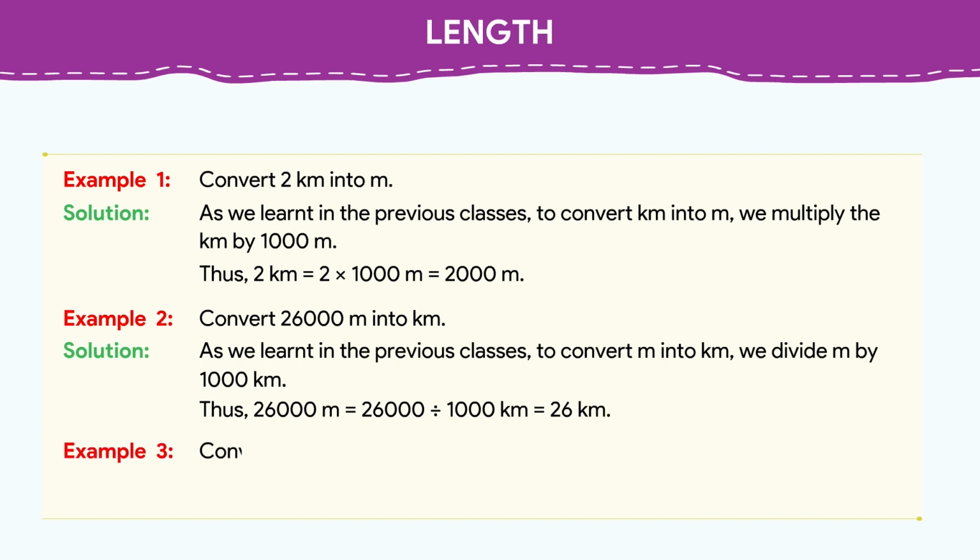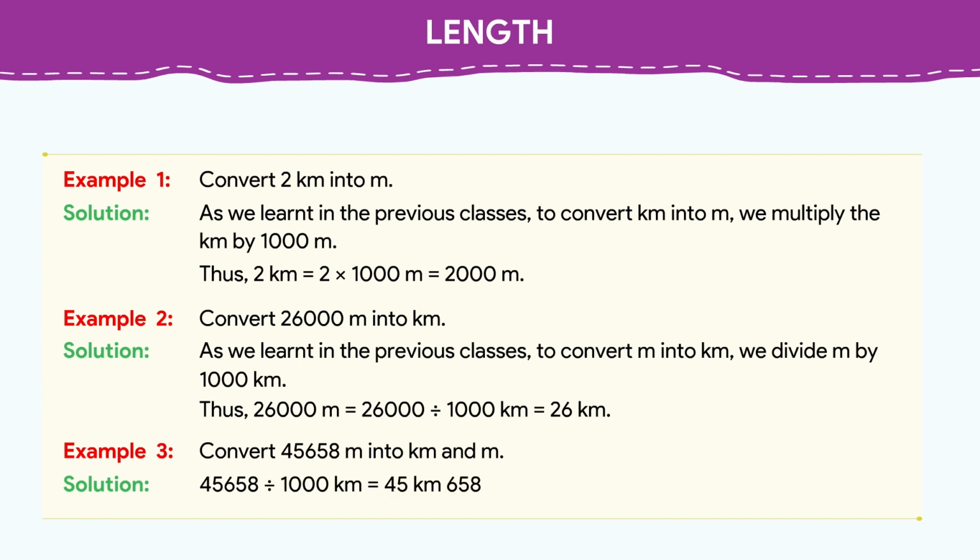Example 3. Convert 45,658 meters into kilometer and m. Solution: 45658 divided by 1000 kilometers equals 45 kilometers 658 meters.